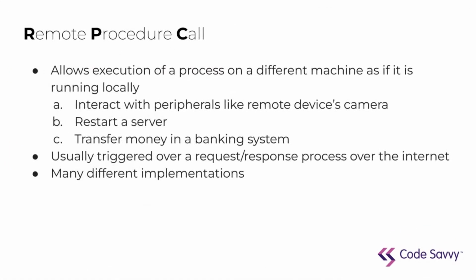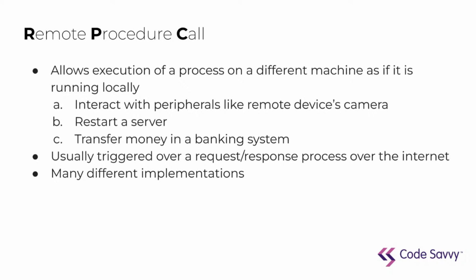The last thing I want to talk about is a remote procedure call. A remote procedure call allows for the execution of a process on a different machine as if it's running locally. And this is going to sound a lot like a web service because it's typically triggered using a request response process over the internet. And I think kind of the only difference is the use case. We talked about web services being great for database-backed applications, and a remote procedure call is great for running something that's sort of specific to a machine.